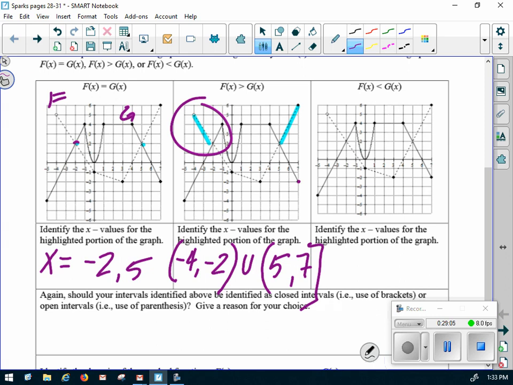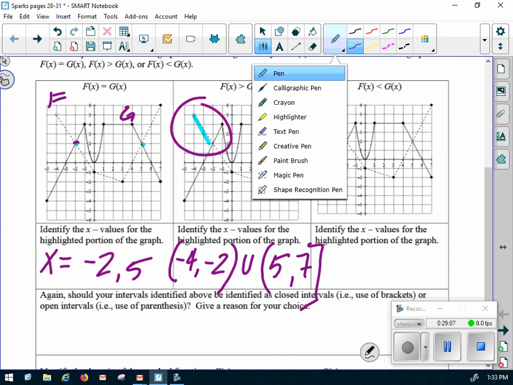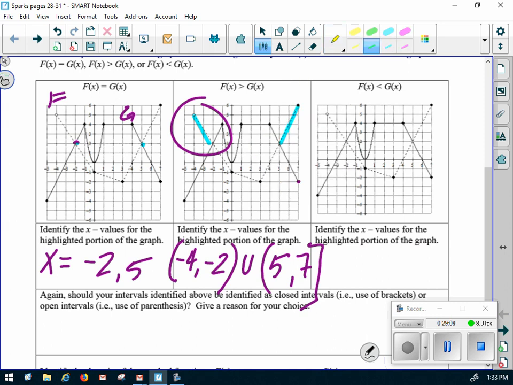Last one. What am I looking for? So which one am I looking for to be on the top? I need the dotted one to be above, right? No, I need the solid one to be above. I need the dotted one, which is that one, to be below. Dotted one below, dotted one below. That's where the dotted one is below. F is smaller than G.